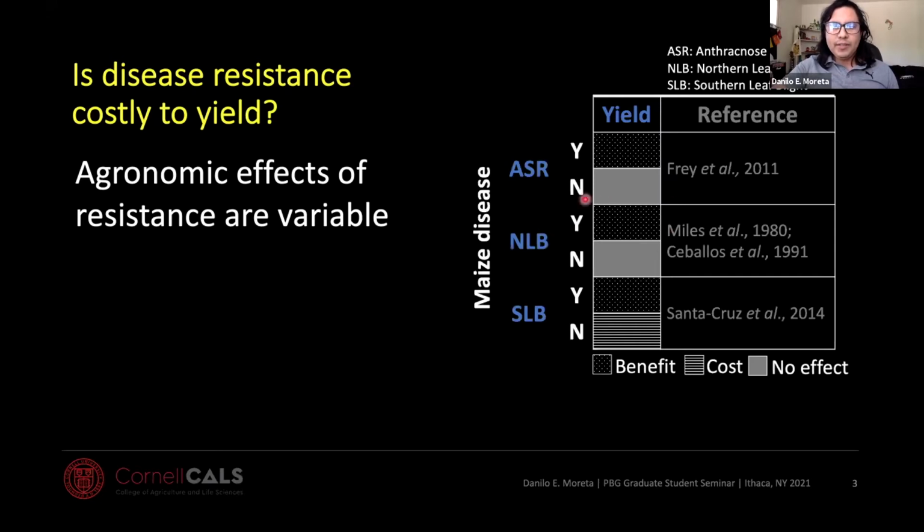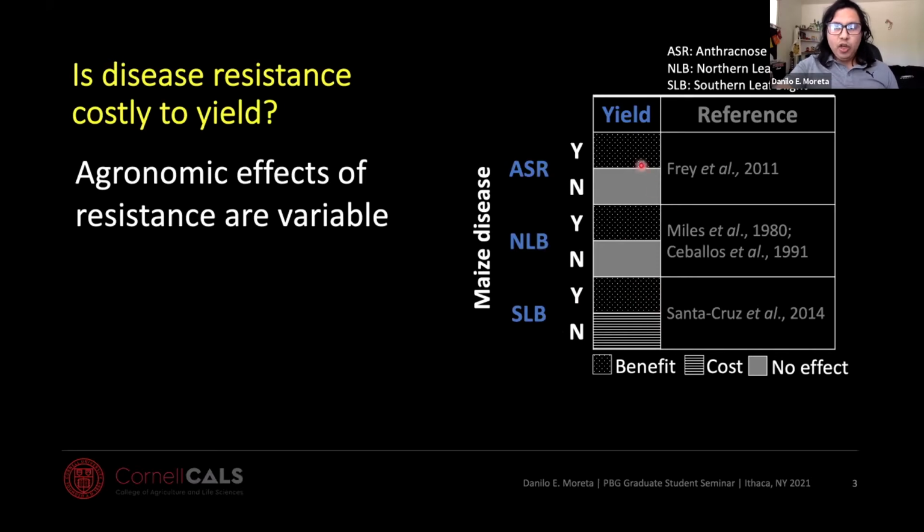In maize, for instance, in the presence (yes) or absence (no) of three different diseases, anthracnose stalk rot, northern leaf blight, and southern leaf blight, near-isogenic lines with a single disease QTL were tested in the ASR and the SLB case, and several cycles of recurrent selection were used in the NLB case.